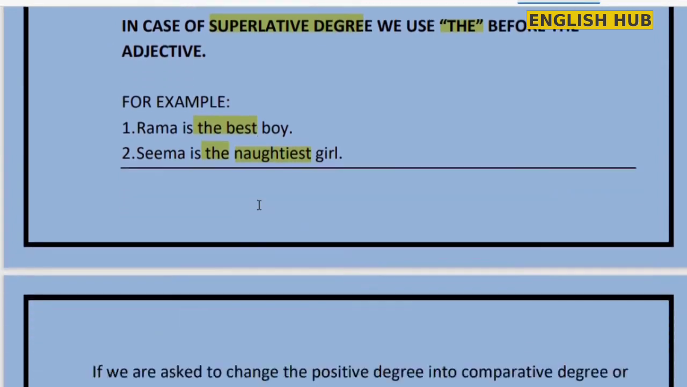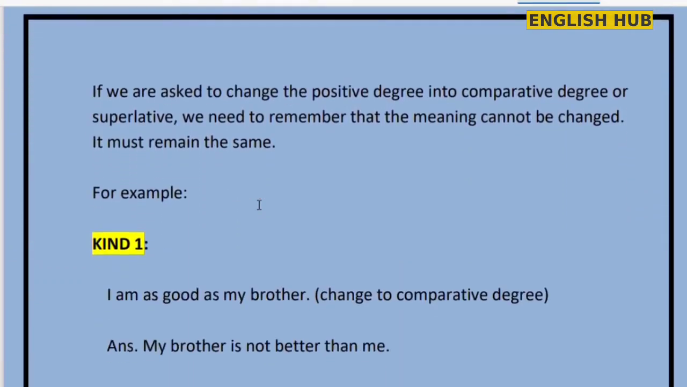That's all. Next we will move to the main thing. If we are asked to change the positive degree into comparative degree or superlative degree, we need to remember that the meaning cannot be changed when we are changing one degree to the other in a sentence. When we are given a sentence, maybe a positive sentence, positive degree, and we are told to change it into comparative degree, we cannot change the meaning. We have to keep the meaning same, but we have to transform the sentence.